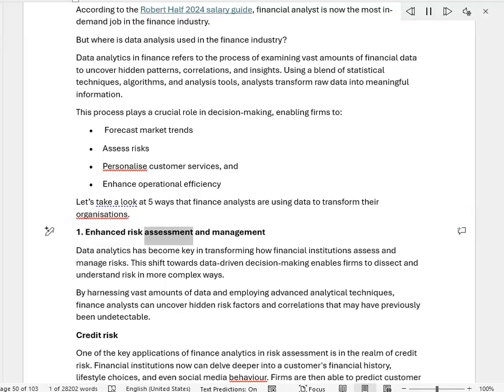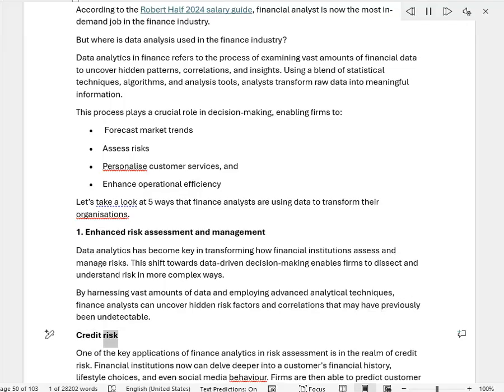1. Enhanced risk assessment and management. Data analytics has become key in transforming how financial institutions assess and manage risks. This shift towards data-driven decision-making enables firms to dissect and understand risk in more complex ways. By harnessing vast amounts of data and employing advanced analytical techniques, finance analysts can uncover hidden risk factors and correlations that may have previously been undetectable.